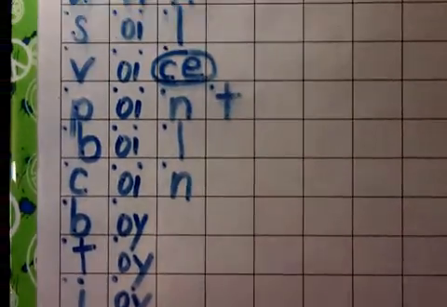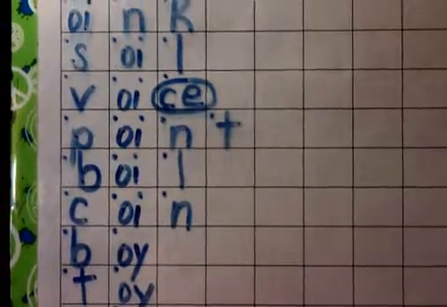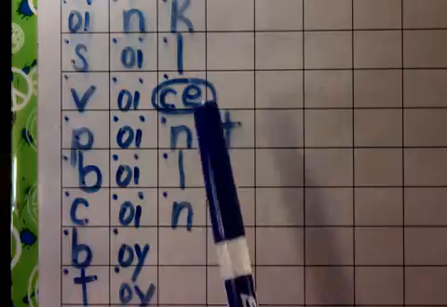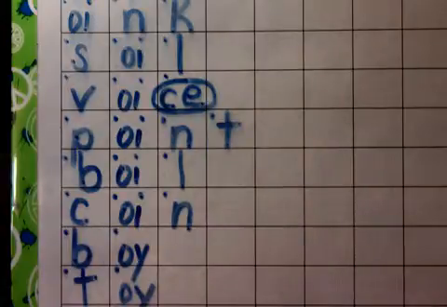Alright, so those are our Oys. Oi at the beginning or the middle of the word is spelled with an O-I. Oi at the end of a word is spelled with an O-Y. And also C followed by an E, I, or Y says S.